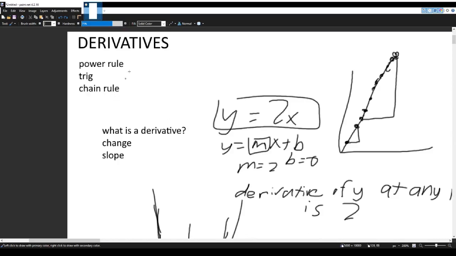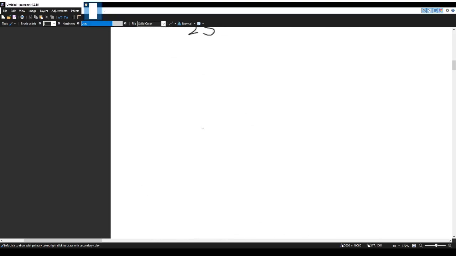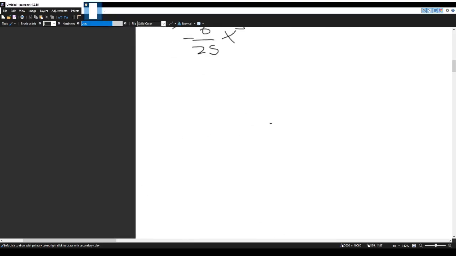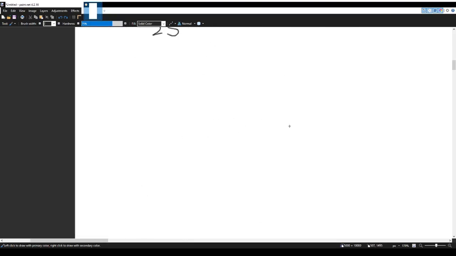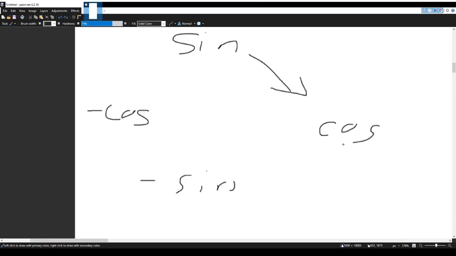Now the trig, I'm just going to do the basic trig: sine, cosine, negative sine, negative cosine. The way you want to think about the trig is kind of in a cycle. The derivative of sine is cosine, the derivative of cosine is negative sine, the derivative of negative sine is negative cosine, and the derivative of negative cosine is sine. That's how you want to think about it, and it's really that simple.